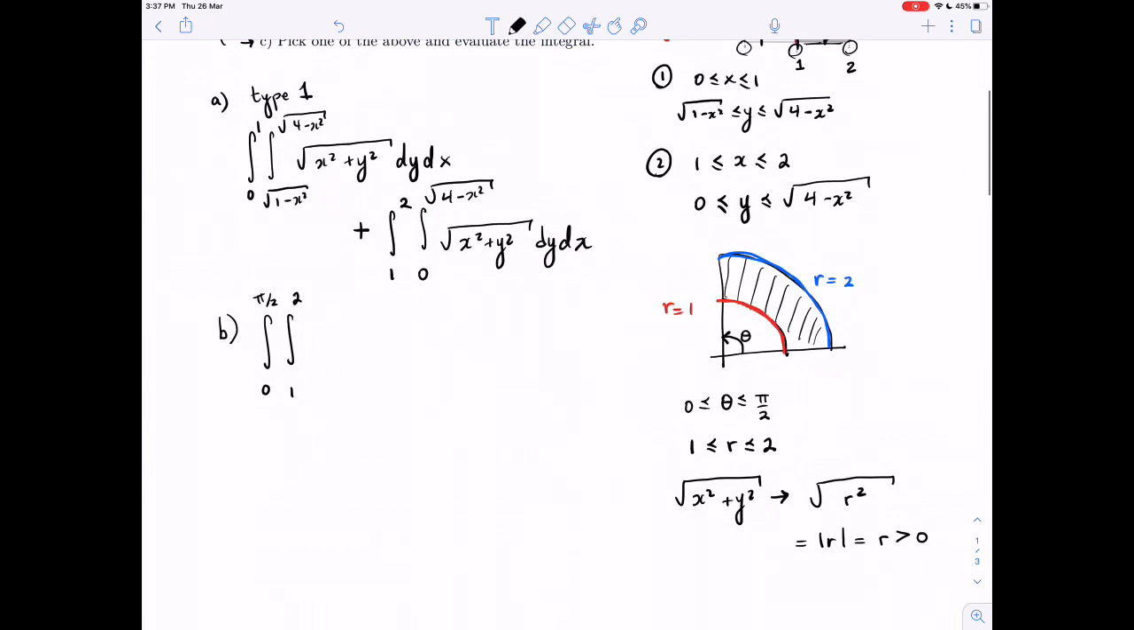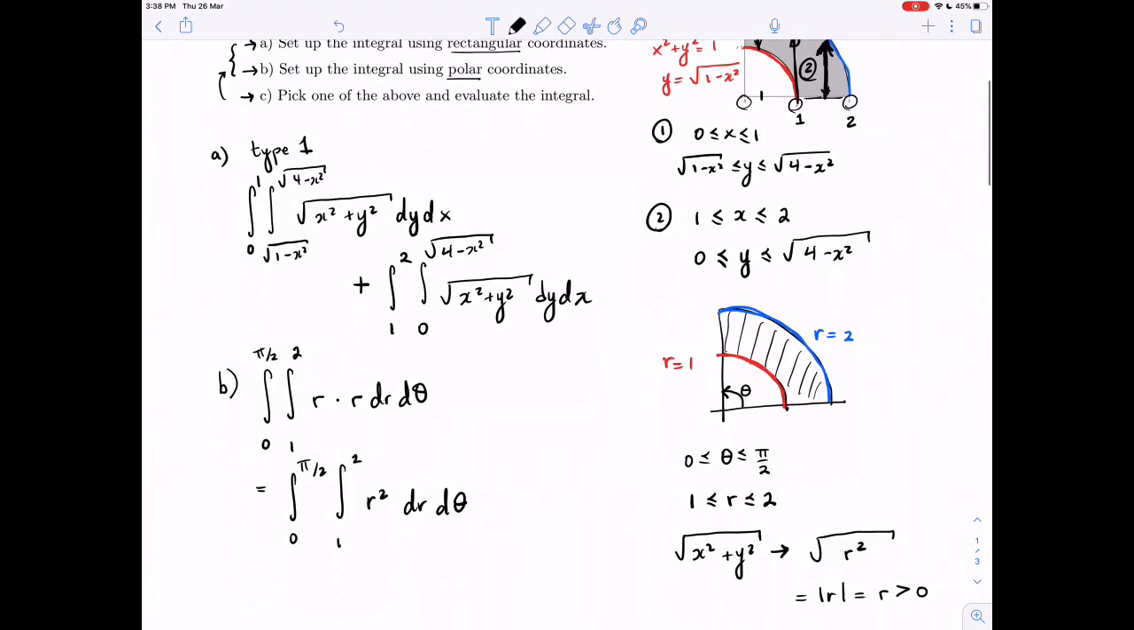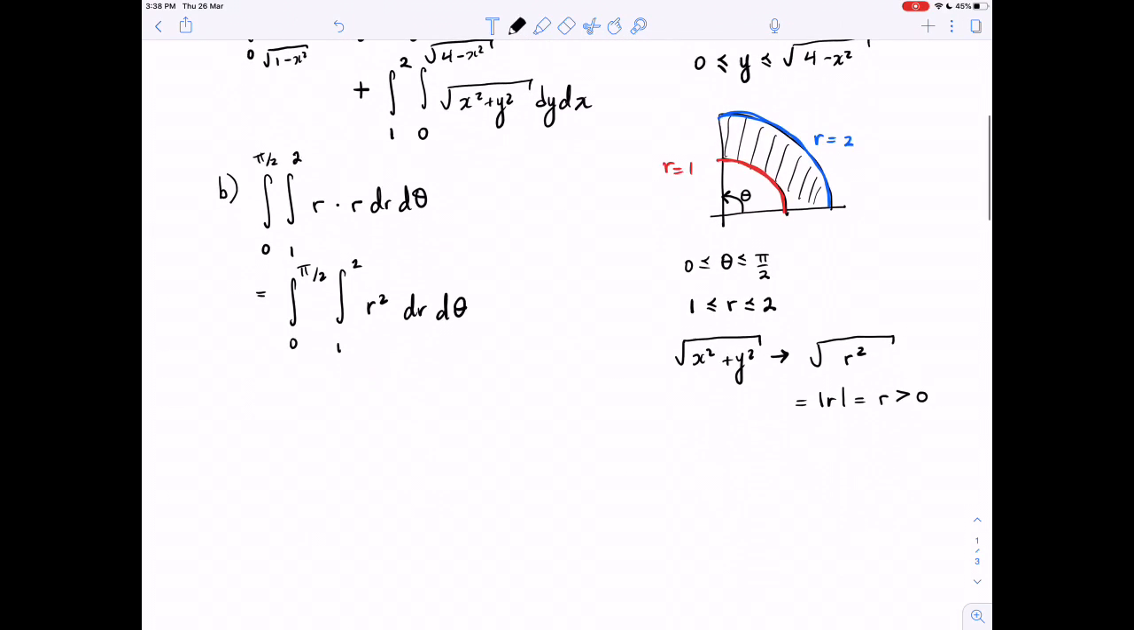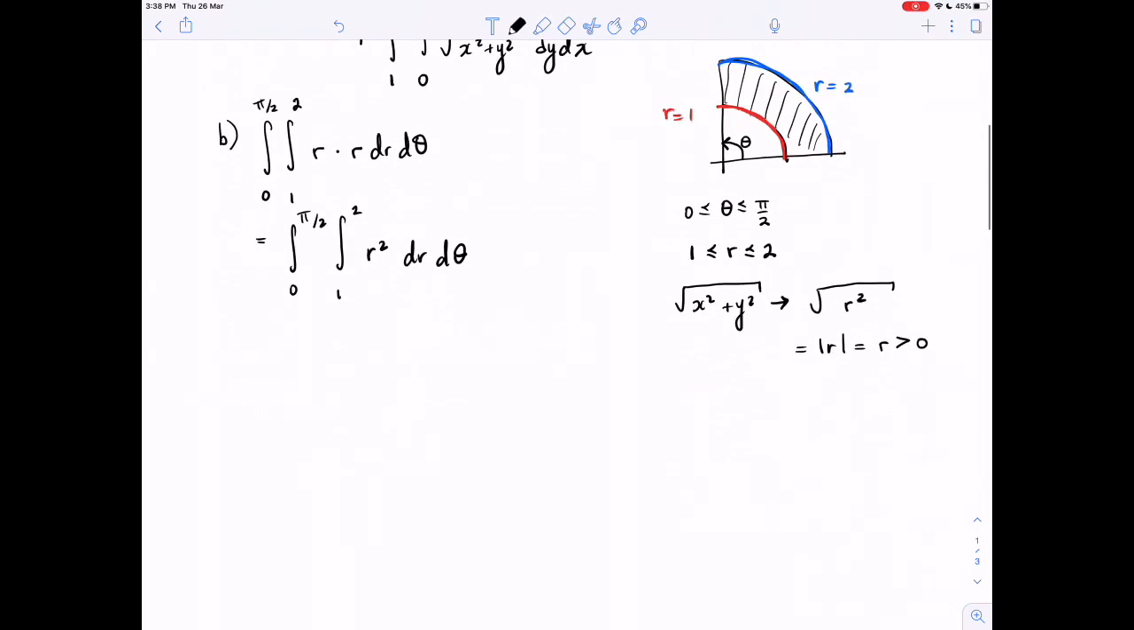So our function, the square root here gives us r, and then dy dx, dA gets replaced with r dr d theta. So if we write that by multiplying together those two r's, the integral from 0 to pi over 2, the integral from 1 to 2 of r squared dr d theta. Okay, and then part C says pick one of the above and evaluate the integral. Well, I don't know about you, but I want to do the integral in B. It is much simpler. If you enjoy a challenge, knock yourselves out with part A, but I'm going to do the integral in B here.